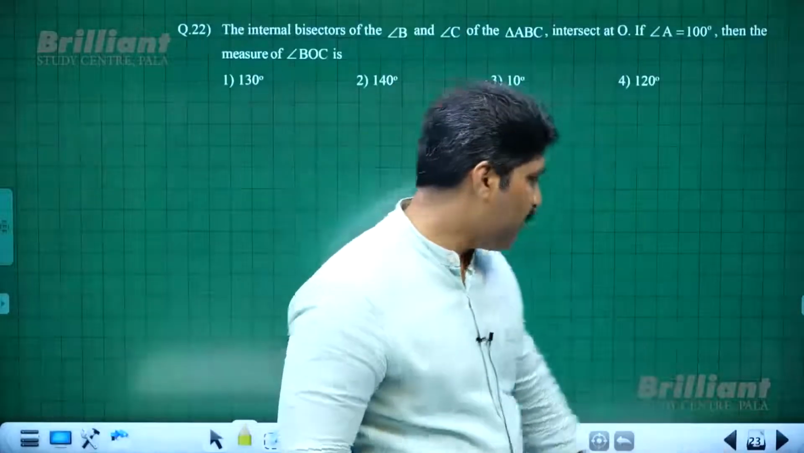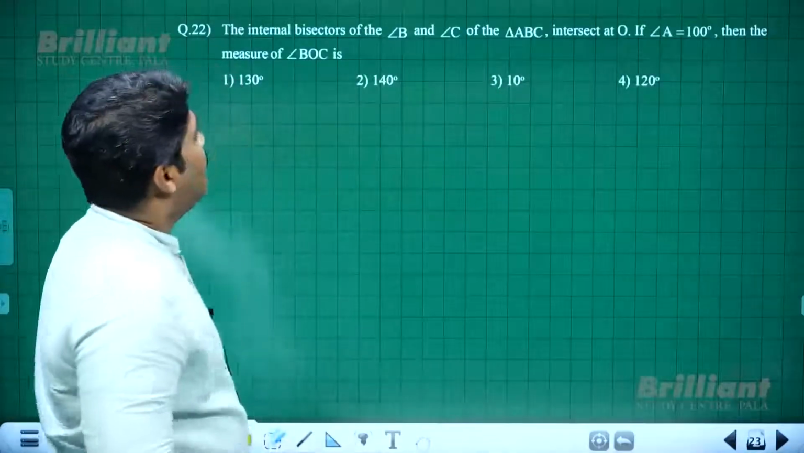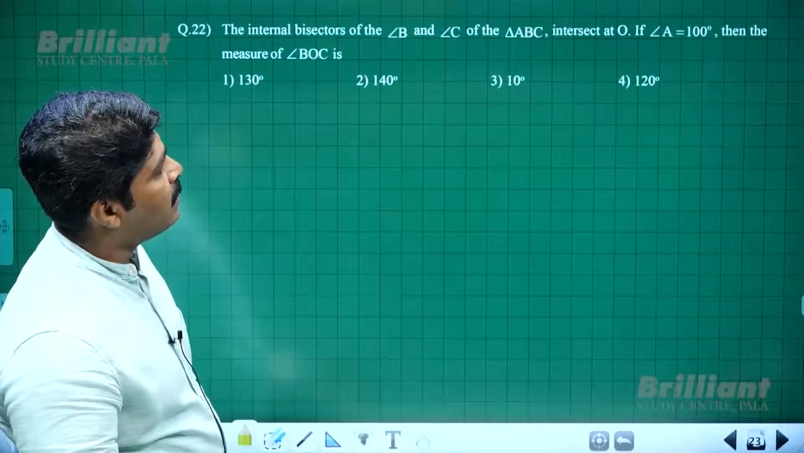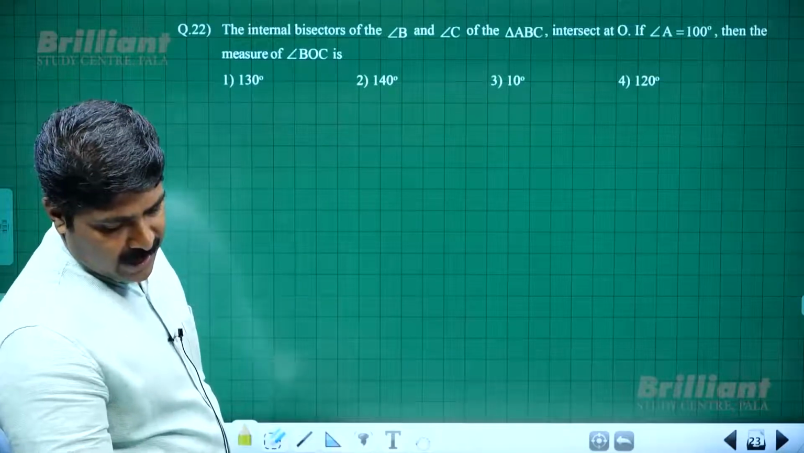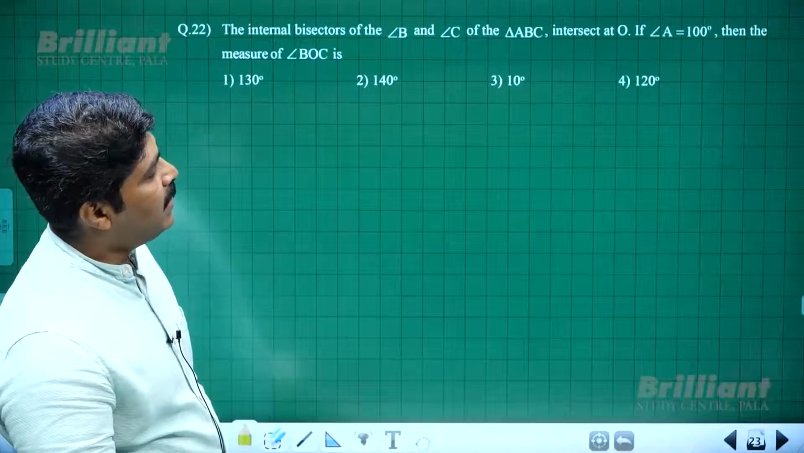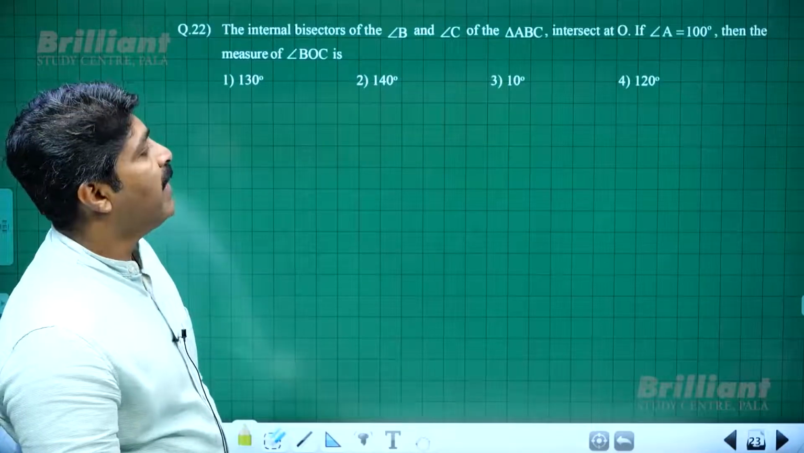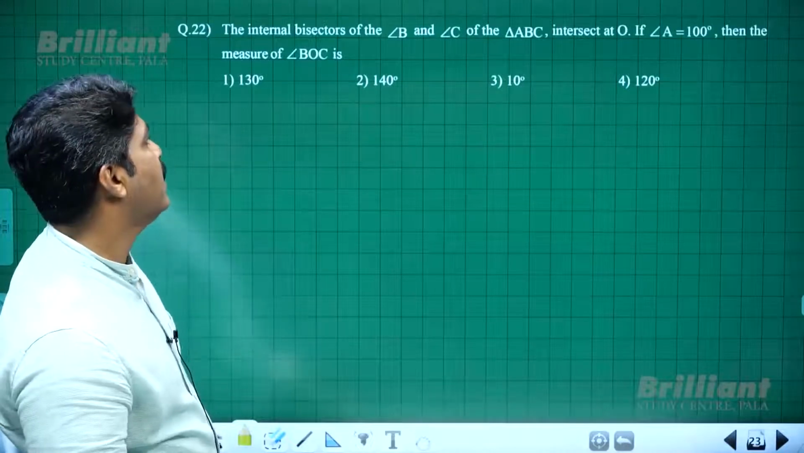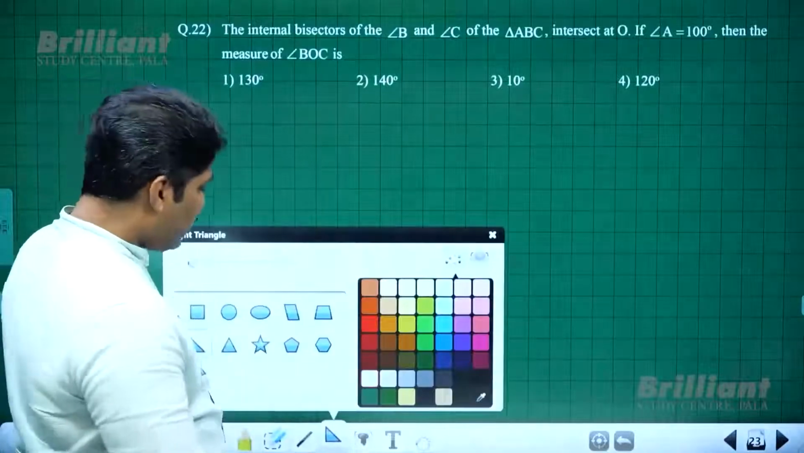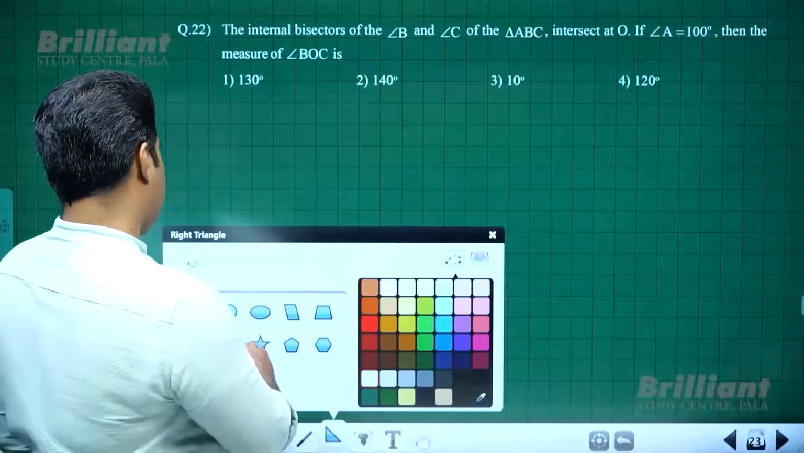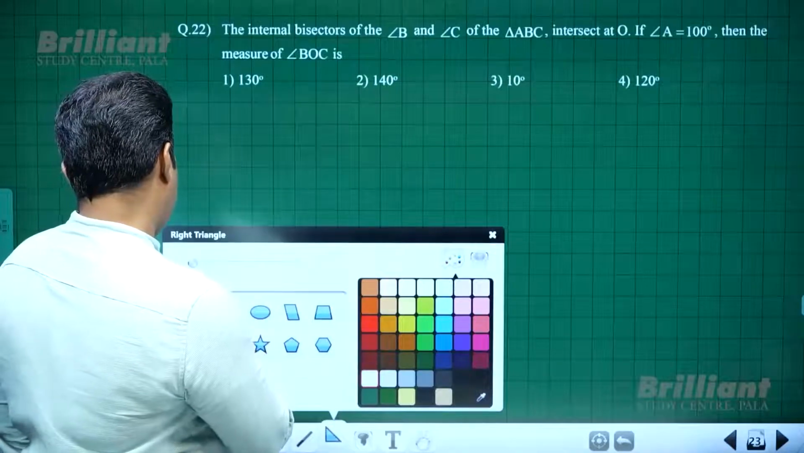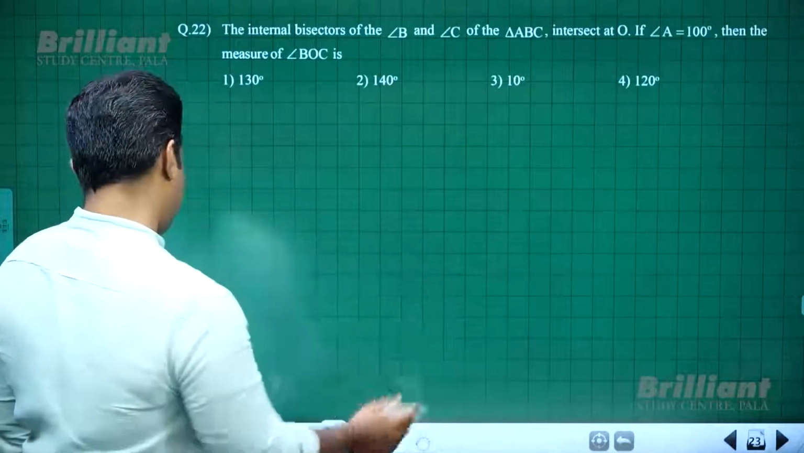Okay, then the next question. The internal bisectors of angle B and angle C of triangle ABC intersect at O. If angle A equal to 100 degree, then find the measure of angle BOC. There is a direct result for this type of question. Here, we are considering the direct result.